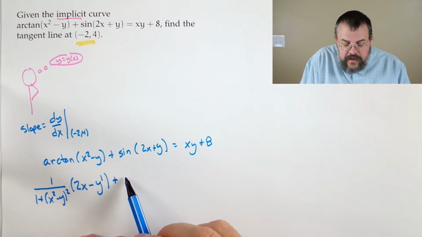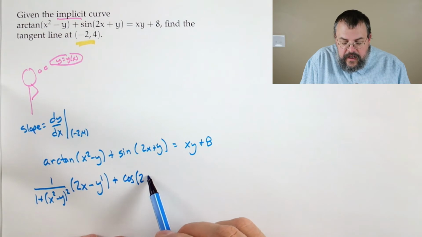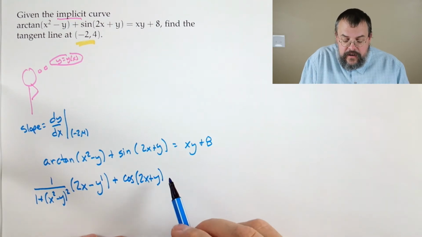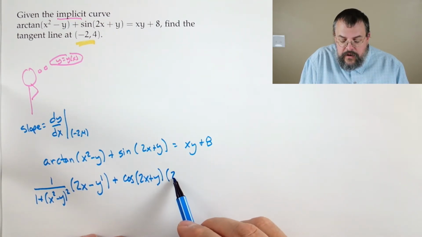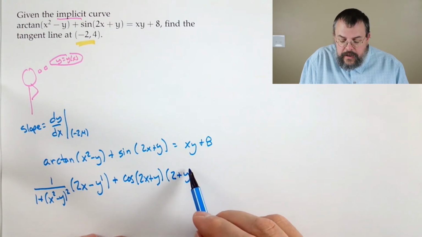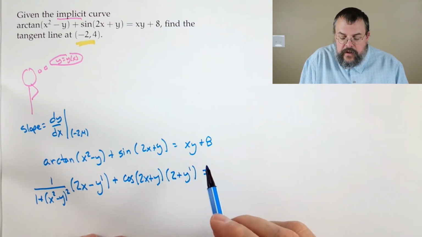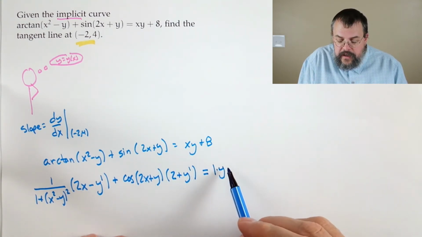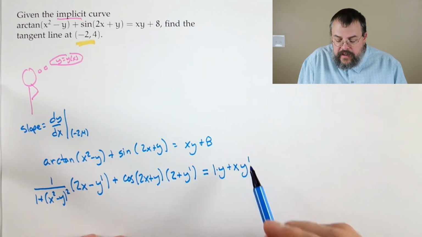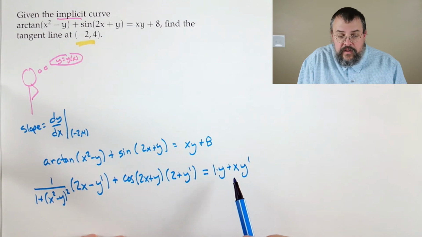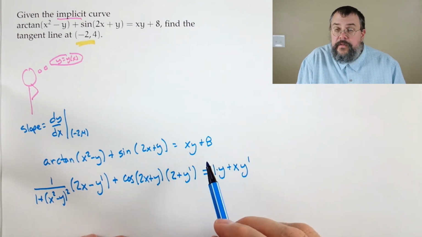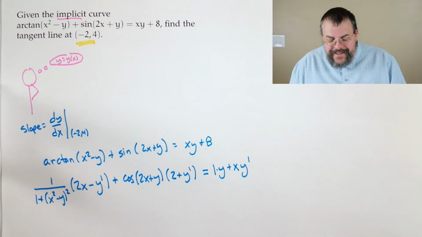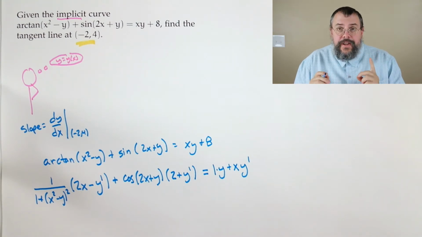Plus derivative of sine, cosine. Inside stays the same. Then by the chain rule times the derivative of the inside. So times derivative of 2x is 2. Derivative of y is y prime. Equals. On the other side, start with the product rule. Derivative of the first times the second plus the first times the derivative of the second. So it'll be 1 times y plus x, y prime. And derivative of 8, 0. Goes away. Woohoo! It's gone. Good.